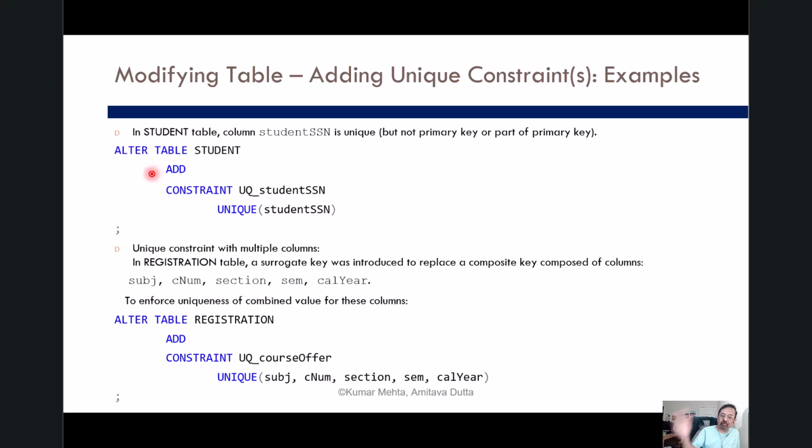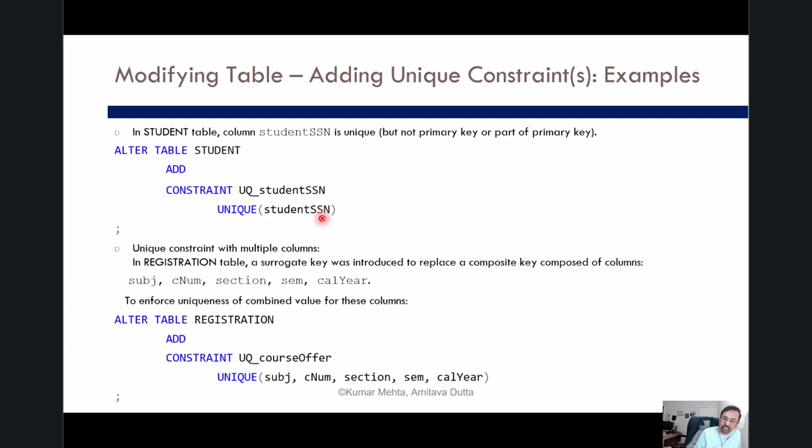So here is what, after creating the table student, I'm telling the database management system using this command. I say alter table, add constraint. I give a name to the constraint. It's on the student social security number, and I tell the database management system that the constraint I am adding is that this column student SSN should be unique. In other words, if I look at the student table, no two students should have the same student SSN.